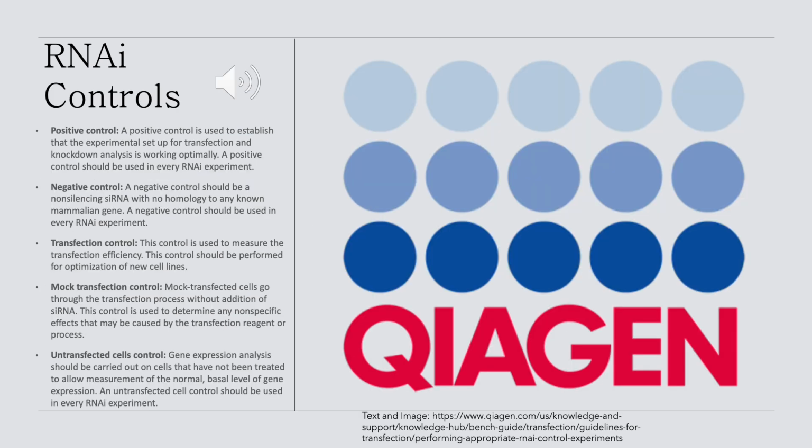Now, as with any experiment, RNAi also has some important controls. I'm going to talk about 5 different controls, but only 3 of them are going to be used in every RNAi experiment, or should be used in every RNAi experiment. The first of those is a positive control, which is used to establish the experimental setup. The second is a negative control, which should not have any homology to a known mammalian gene.